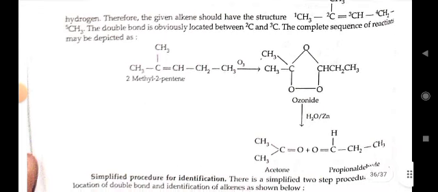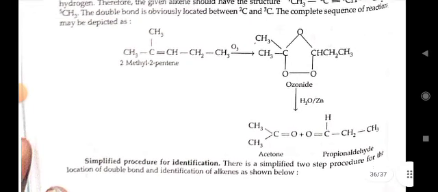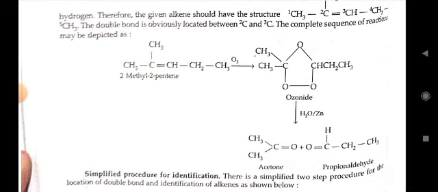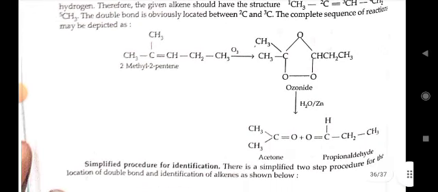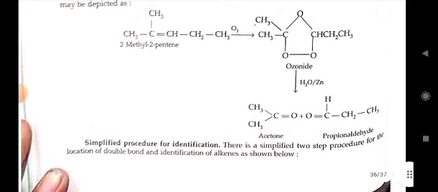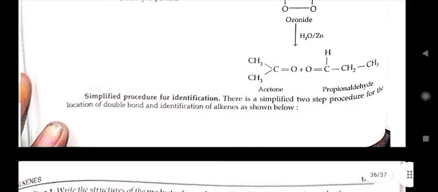The double bond is obviously located between carbon 2 and carbon 3. The complete sequence of reactions may be depicted below. 2-methyl-2-pentene, on ozonolysis, gives acetone and propanal.